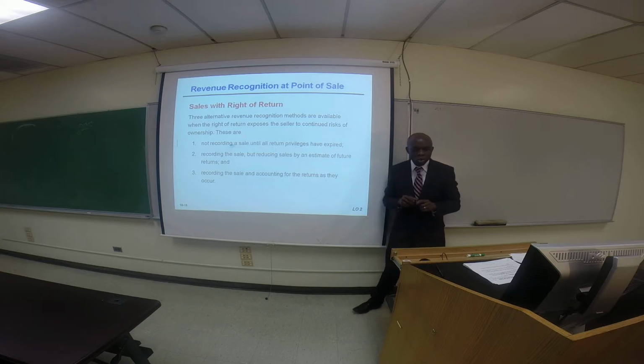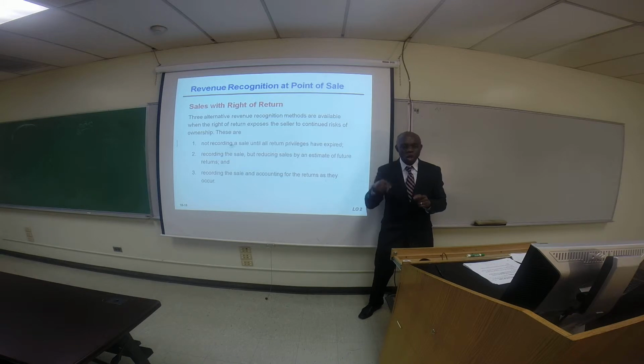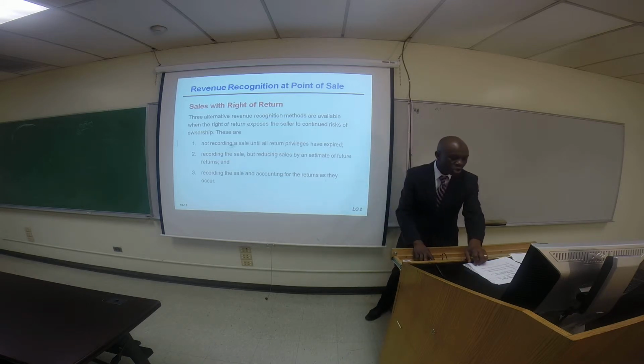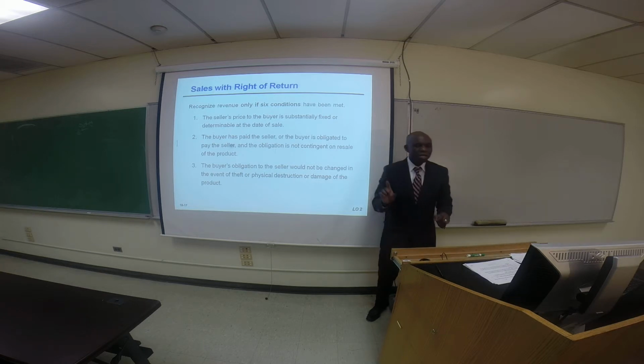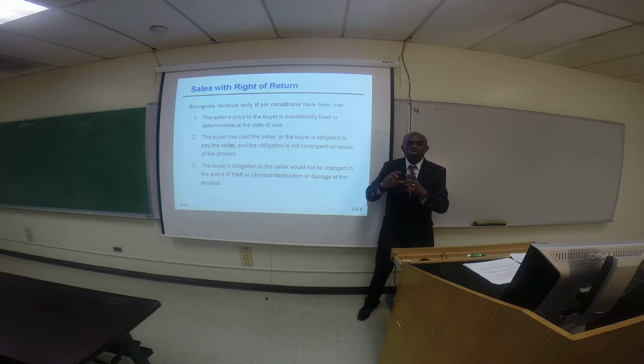And number 3, we record the sale and account for the returns as they occur. So those are the 3 alternate revenue recognition methods. Now, listen to this very carefully. Here are 6 conditions that have to be met in order for you to recognize or record revenue.